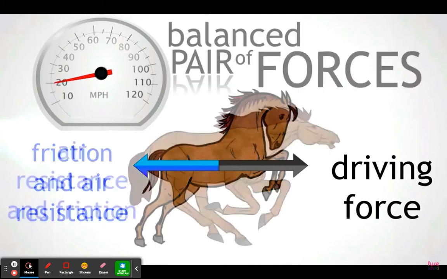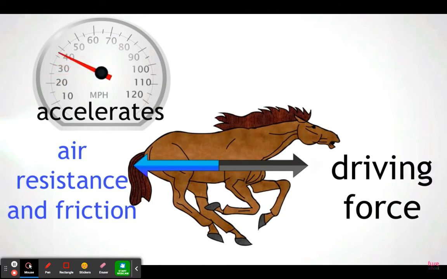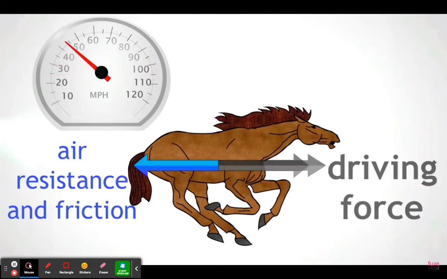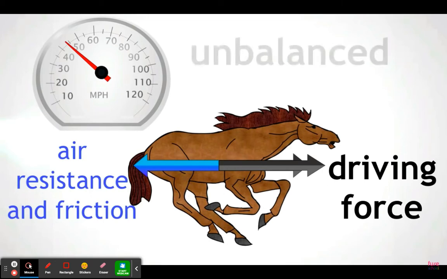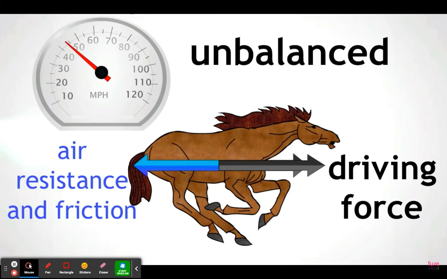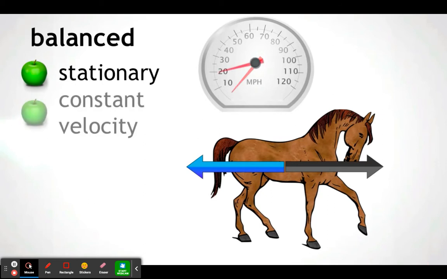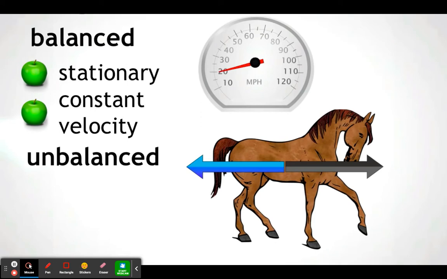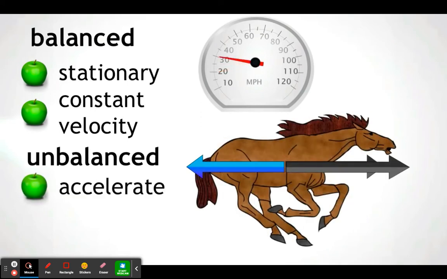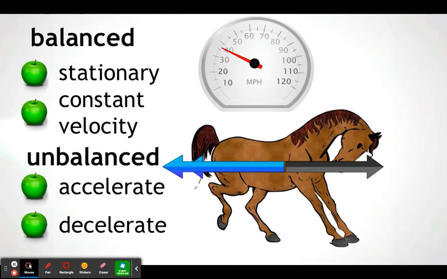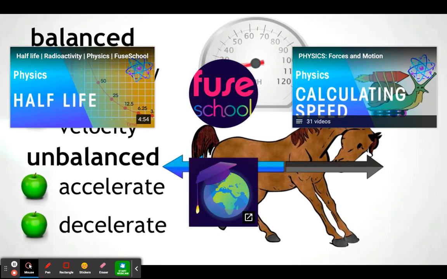If though the horse accelerates, the driving force must be greater than friction and air resistance. The driving force is now no longer balanced by friction and air resistance. These forces are now unbalanced. So in summary, when the forces are balanced on an object, the object will either remain stationary or travel at a constant velocity. When the forces are unbalanced, the object will either accelerate, meaning an increase in velocity, or decelerate, meaning a decreasing velocity.